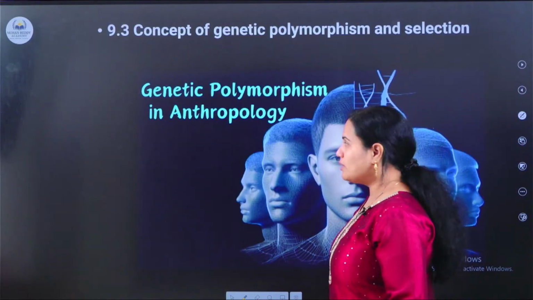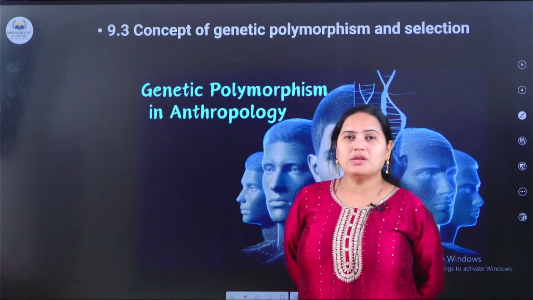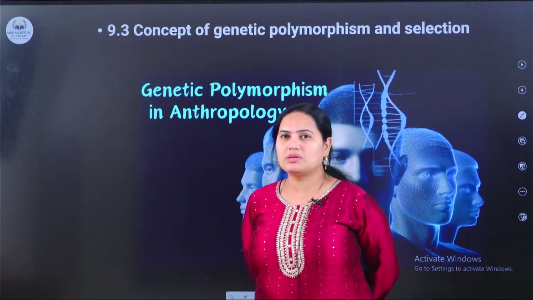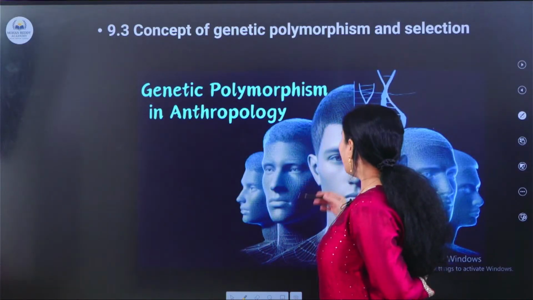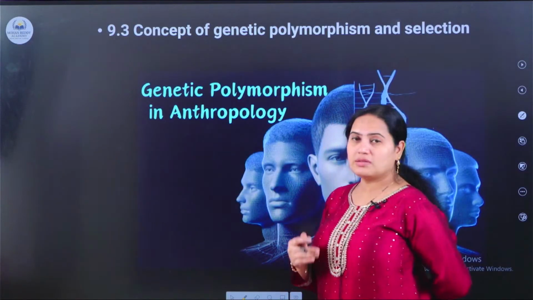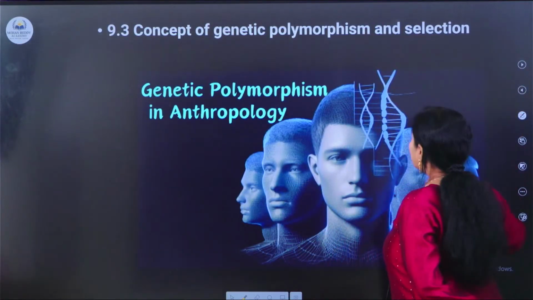And moving on, 9.3 talks about the genetic polymorphism. Okay, so what do you mean by genetic polymorphism? Morphism means change, poly means many. Okay, so how are we actually different from each other, what is the reason behind that variation? So 9.3 talks about these things.